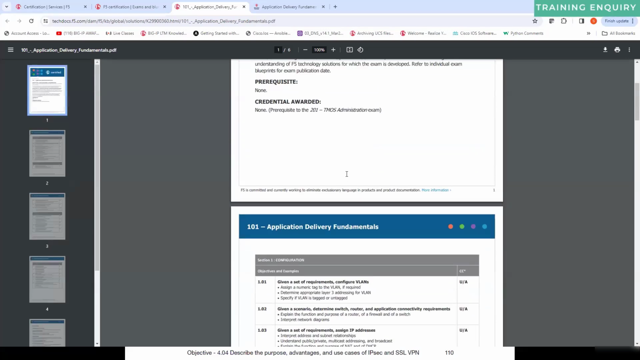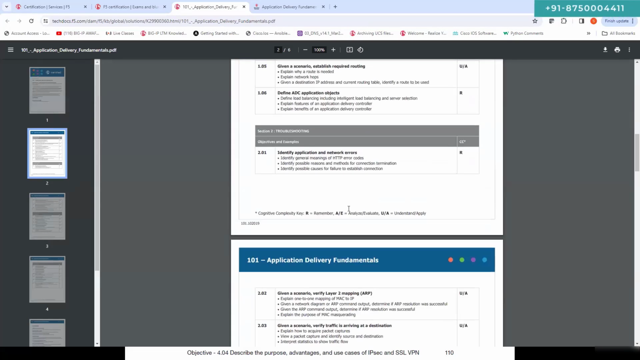So I'm not covering the mechanism of LTM. Who said that I'm covering LTM here? I'm not talking about the LTM.